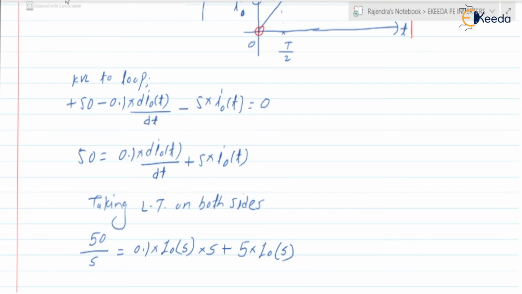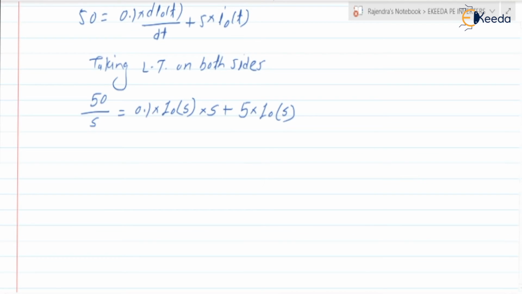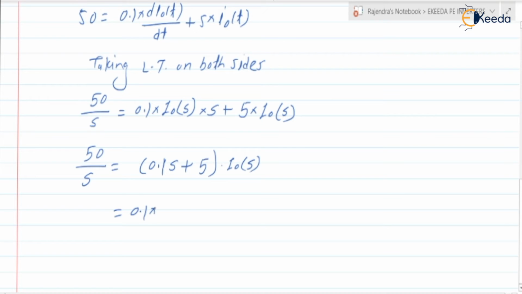Okay, so further we can write it as P by S is equal to, take I0 of S common, so it is 0.1 into S plus 5 into I0 of S. Okay, so further can we take 0.1 outside? Yes, it is equal to 0.1 into S plus 5 by 0.1, so 50, into I0 of S. Okay, this is what 50 by S we are having.